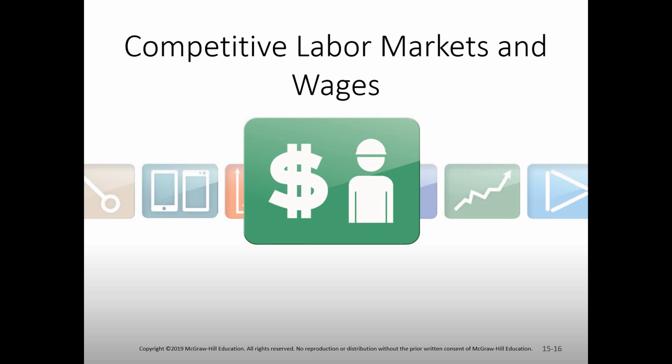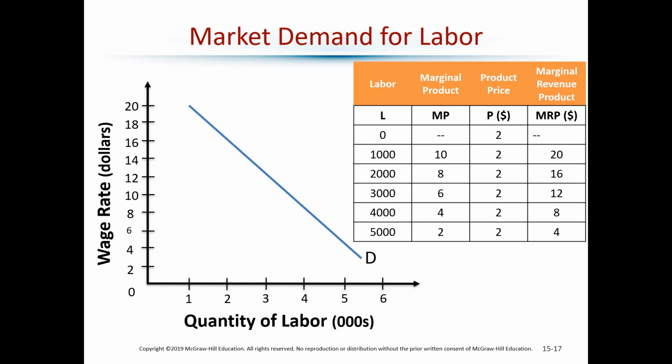Competitive labor markets and wages. All right, so, market demand for labor, we've already done this one before. We have the quantity of labor here, and you notice this though. This is where you would definitely want to do both the numerator and the denominator. Why? The quantity of the labor is changing by more than one. Notice that. L is not changing by one, L is changing by 1,000 apiece. Right? So the marginal product we have, the product price, the marginal revenue product, so on and so forth, right?